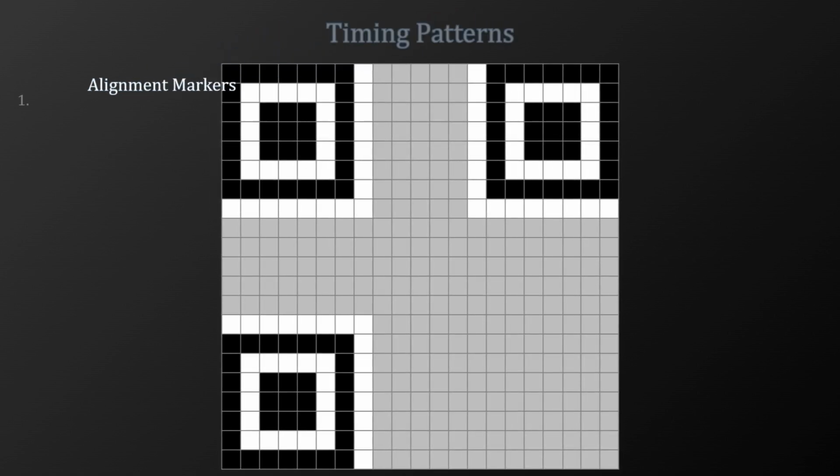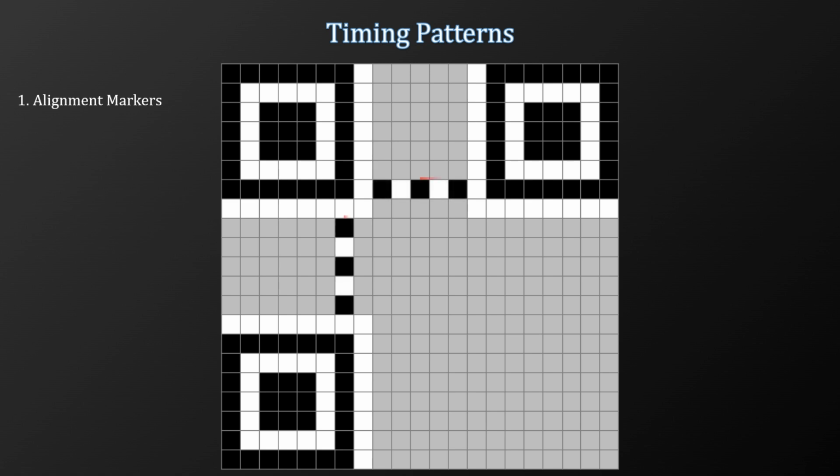Next, we add timing patterns. These are alternating rows and columns of black and white squares that run between the alignment markers. Timing patterns are crucial for determining the size of the QR code. They act like rulers, keeping the data aligned perfectly as the scanner reads it.